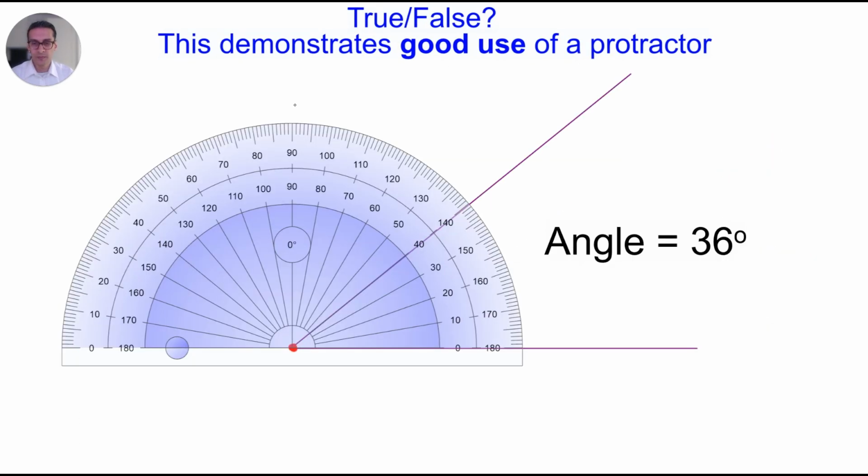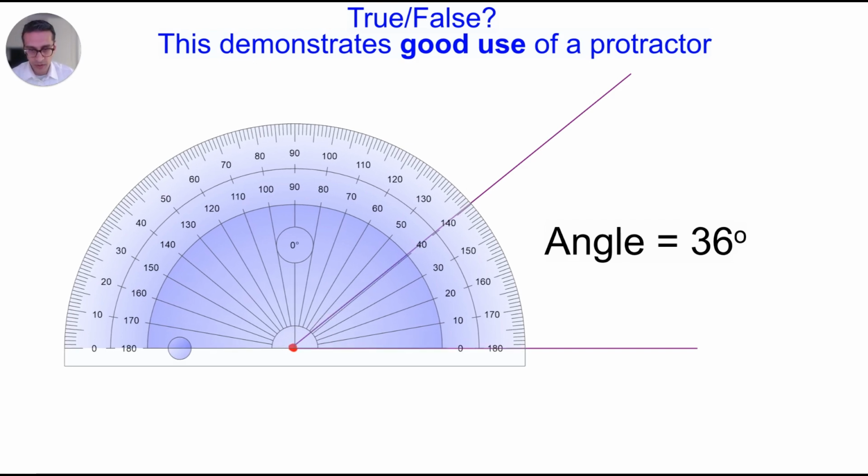Okay, next one. Is this a good use of protractor? Pause the video. Okay, so I would say it's lined up really well. We are counting or measuring the turn anti-clockwise, so we're using the inside scale. The scale is perhaps not read very well because it should be 40 degrees on here rather than 36, so it's a bit too far off.